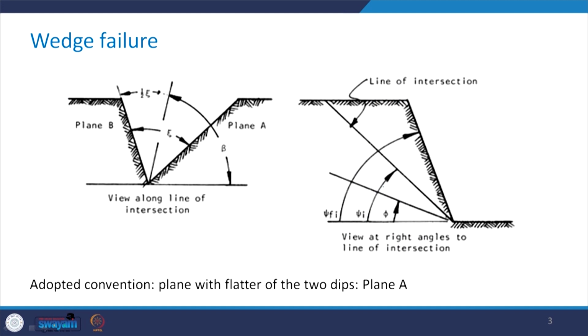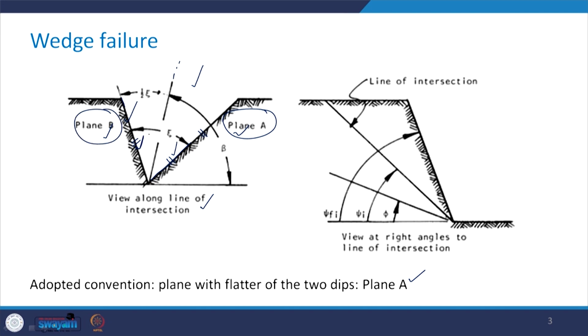Now, if we take a cross section along the line of intersection, this is how the view is going to look. This is the angle bisector of the angle between plane A, which is this plane, and plane B, which is this plane. The convention adopted is that of the two planes, the one with the flatter dip is named plane A. You can see here that this plane has a smaller dip, or is flatter than this particular plane, and therefore we call this plane A, and the other one automatically becomes plane B.